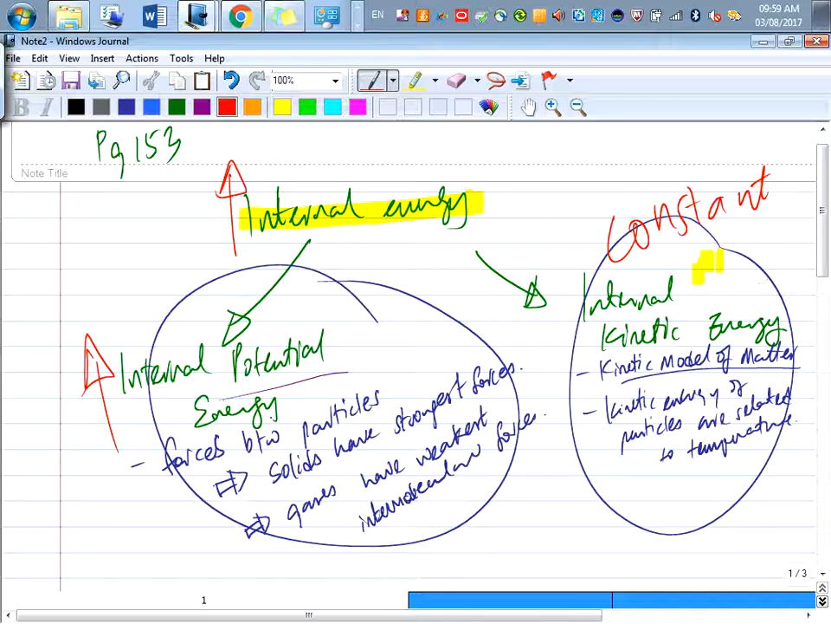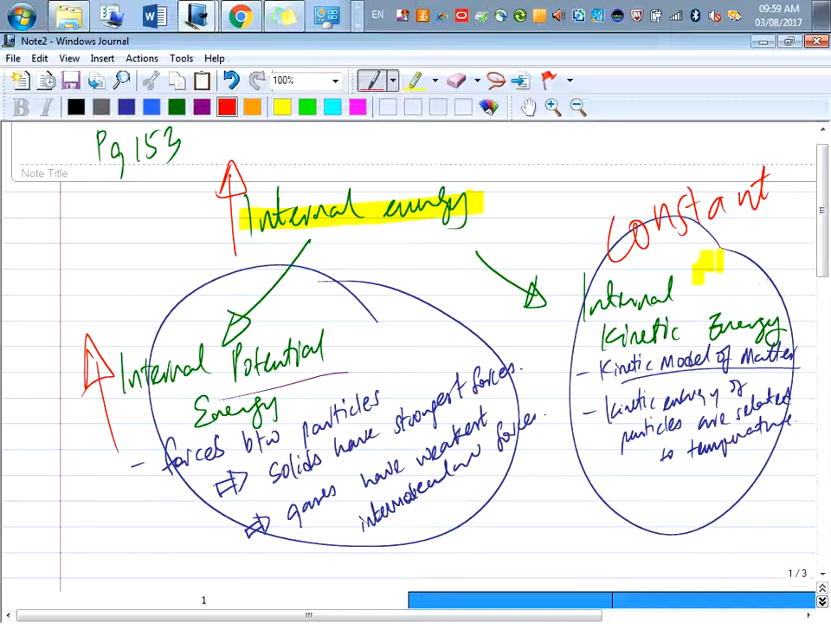So what does it mean when our internal potential energy changes? When this changes, we are talking about forces between the particles. And we know that solids have strong forces, and gases have weak forces. You are gaining energy, and this energy causes the forces to be weaker. You give it energy, you break the forces. So when the forces break, they change state from solid to liquid. To break a force, you need to supply energy.